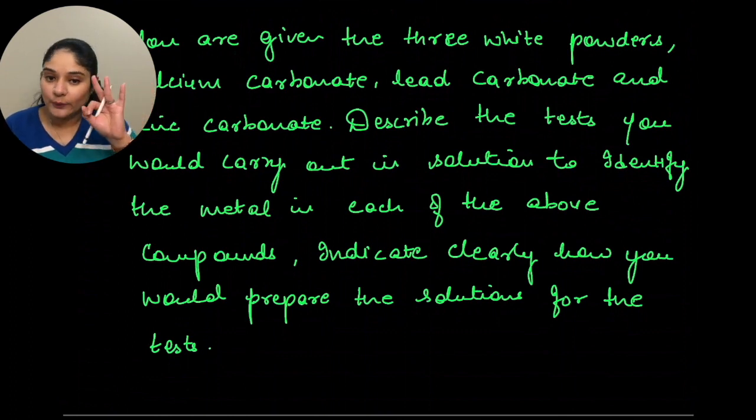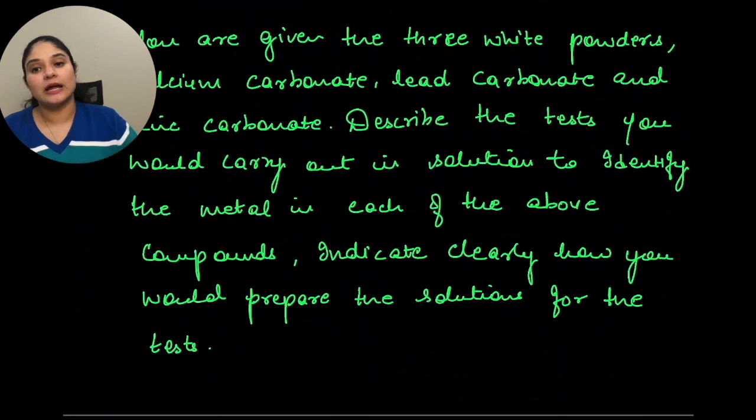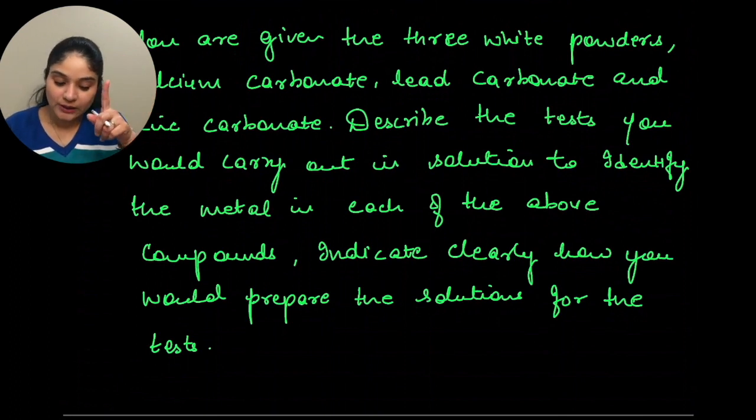Okay. Now we come to the third one, zinc carbonate. You add it into dilute nitric acid. You get a clear solution. In this clear solution, add ammonium hydroxide. You get a white PPT which is soluble in excess of ammonium hydroxide.